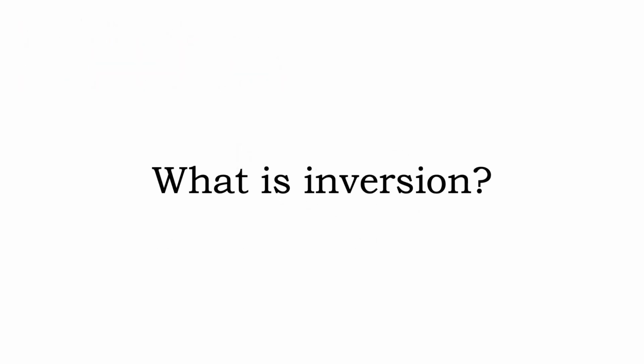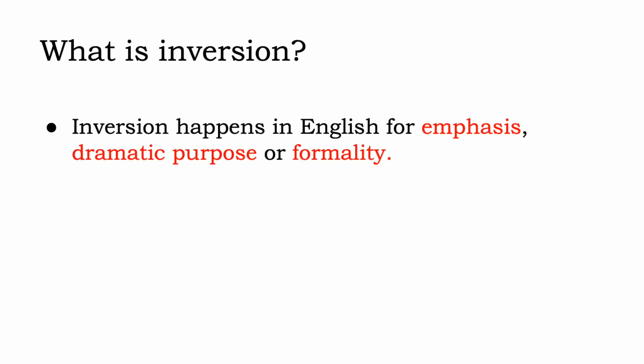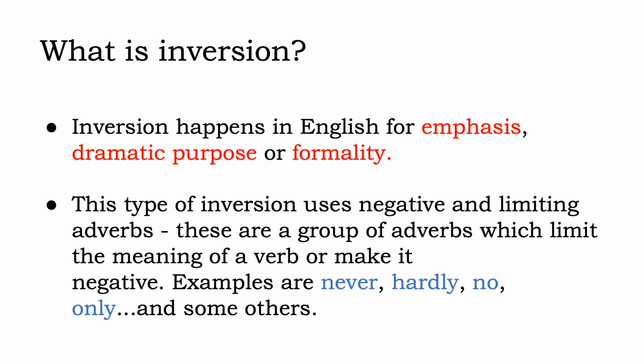The main question that I'm going to answer is what inversion is. Sometimes this is also called stylistic inversion. So what is inversion? Inversion happens in English for emphasis, for example, or sometimes for dramatic purpose, or in some other cases for formality, or most likely in written language. This type of inversion uses negative and limiting adverbs. These are a group of adverbs which limit the meaning of a verb and make it negative. We can think of adverbs such as never, hardly, no, only, and many others.